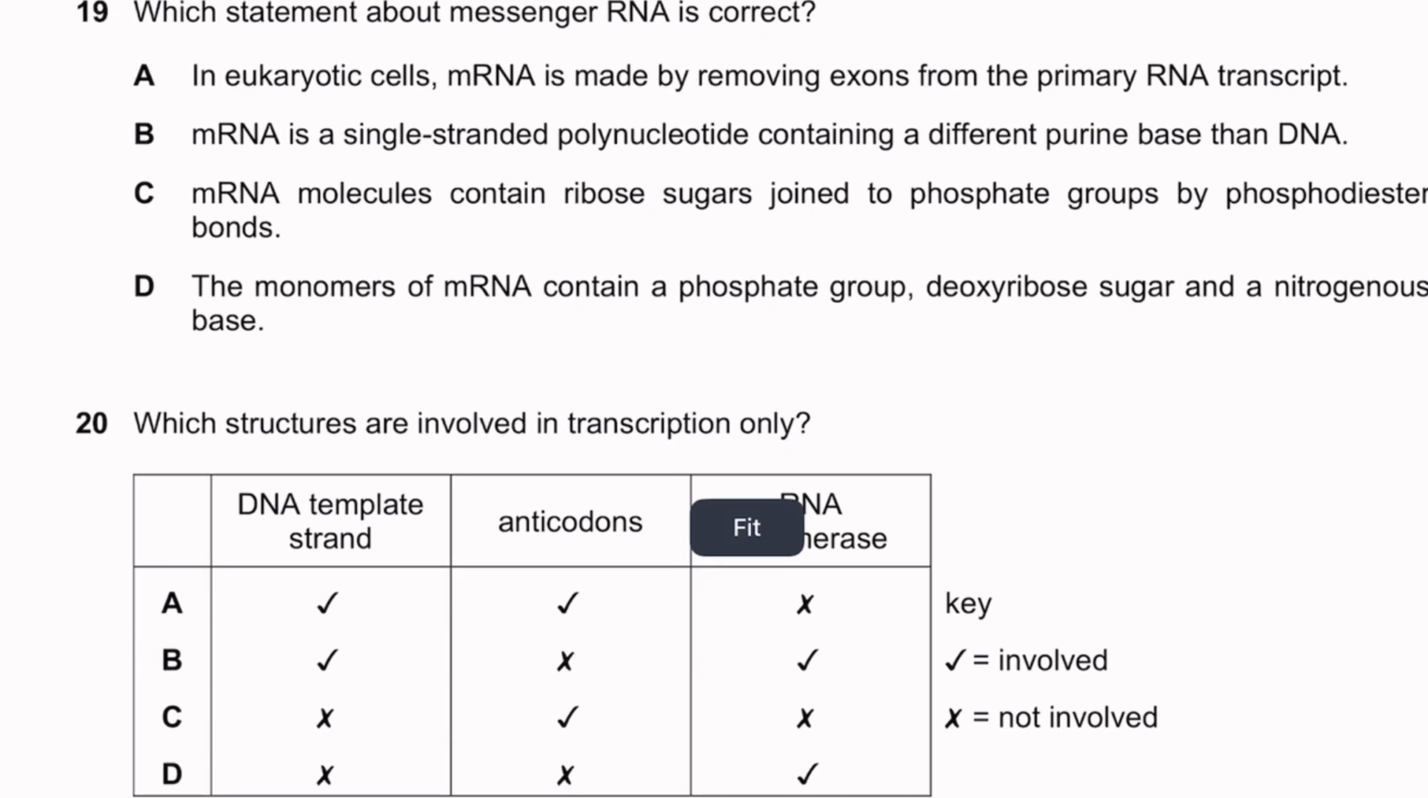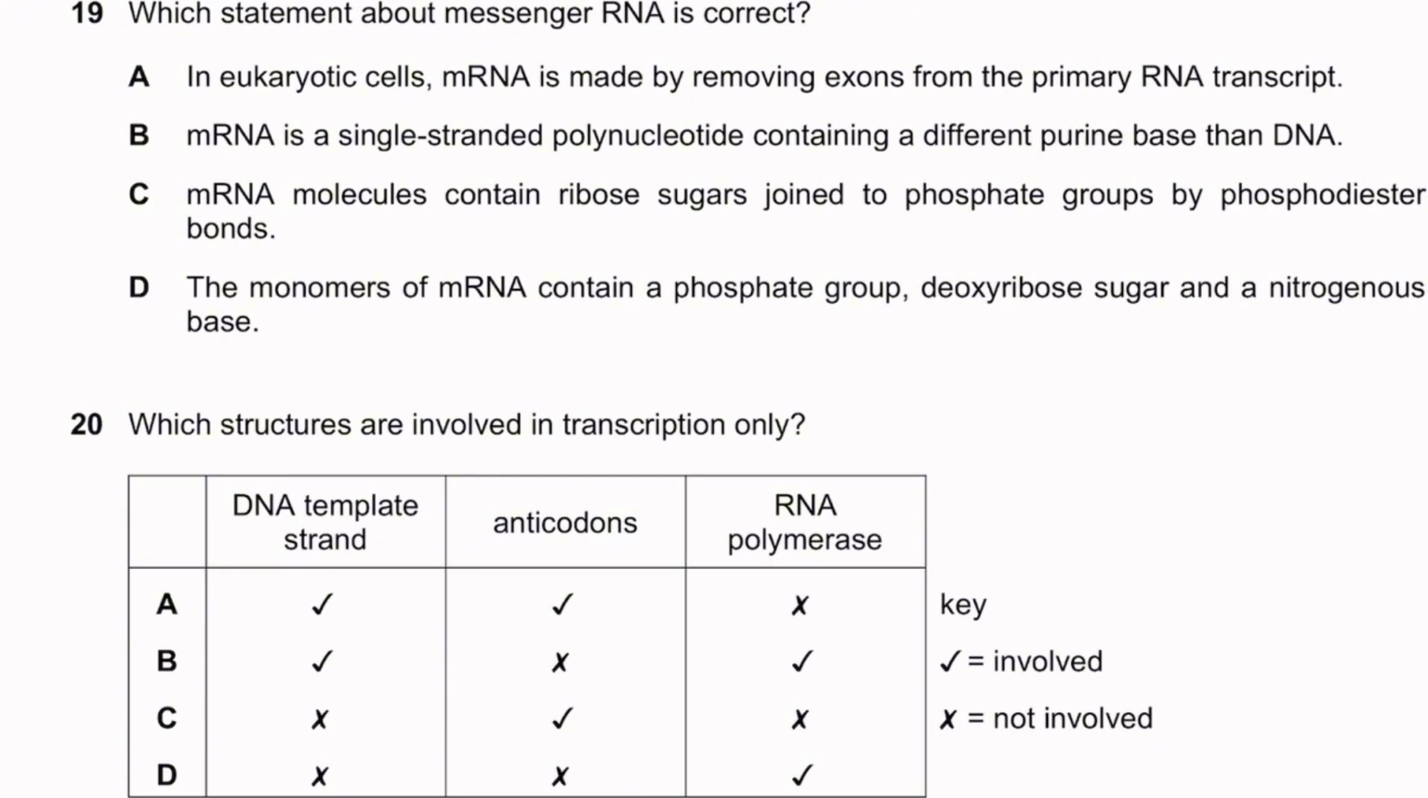B. Which statement about messenger RNA is correct? In eukaryotic cells, mRNA is made by removing exons from the primary RNA transcript. That is actually right, okay? During RNA splicing, mRNA is going to be edited in order to become more efficient, more practical, so that the cells can translate it directly, so this is true.